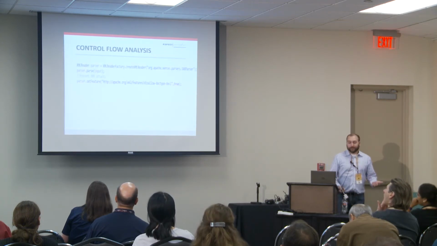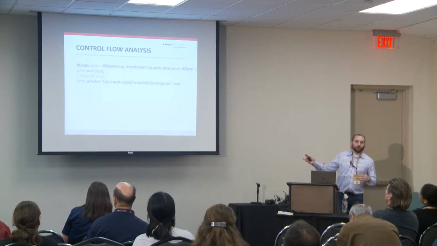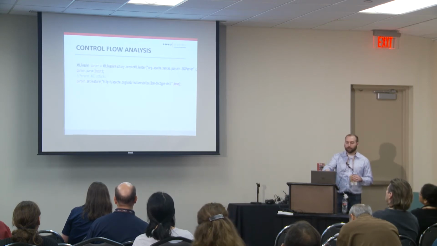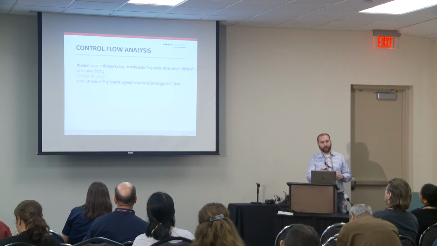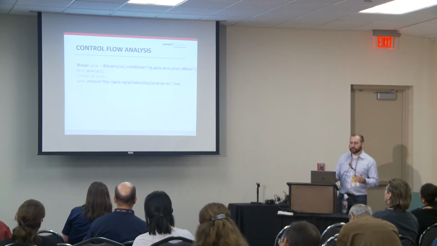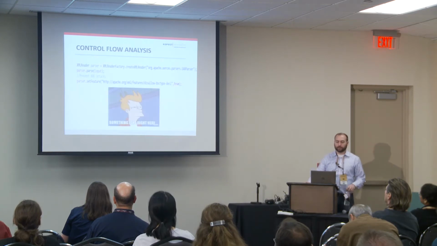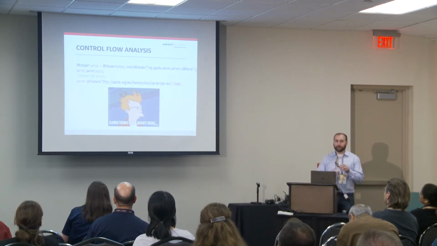So control flow analysis. This is an example of a small piece of code here. We can see we're creating an XML reader, and we're going to parse some input, and we have a comment from the developer saying this is to prevent XXE attacks. So what's wrong here?